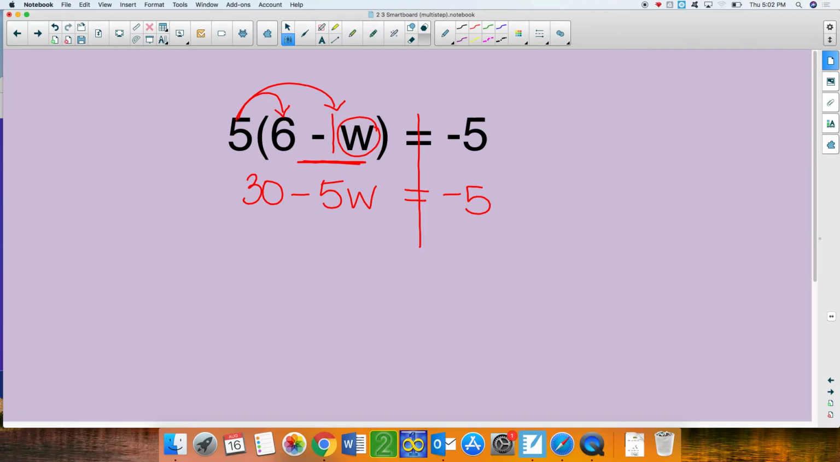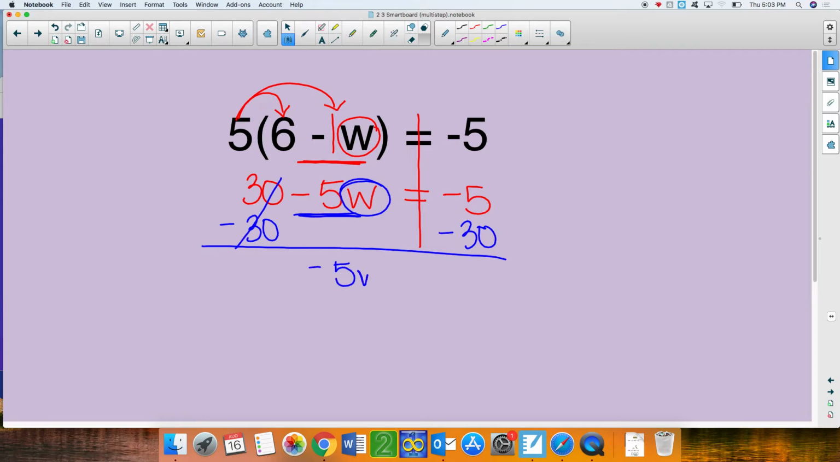Then I'm going to circle my W, what we're solving for. Notice that my negative 5 is connected to that W, so we're going to deal with it last. So the first thing I'm going to move is my 30. So I'm going to move positive 30 by subtracting 30 on both sides, and working left to right, 30 minus 30 cancels, and I bring down negative 5W equals a negative 5 and a negative 30. Same sign, add the numbers, keep the sign.